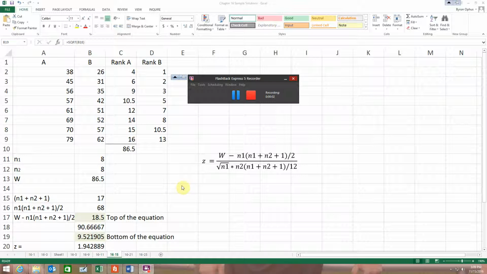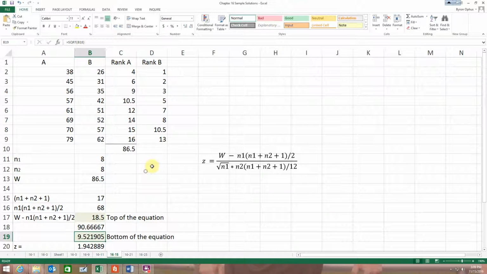16-16. We use the Wilcoxon rank sum test. Say that fast 3 times. Say it fast twice. Anyhow, it gives us some data that we input, right? I did it into columns. I suppose you could do it in rows like they have, but I did it in columns.